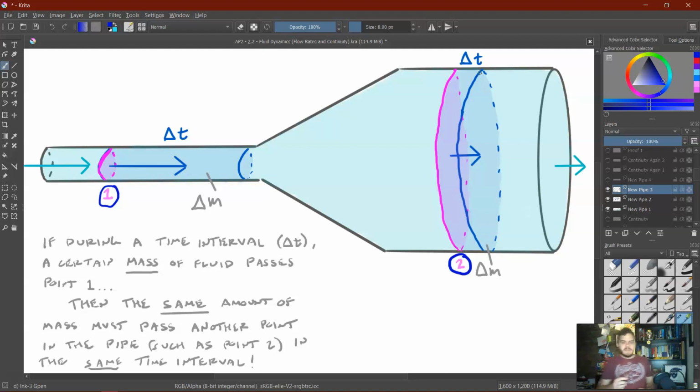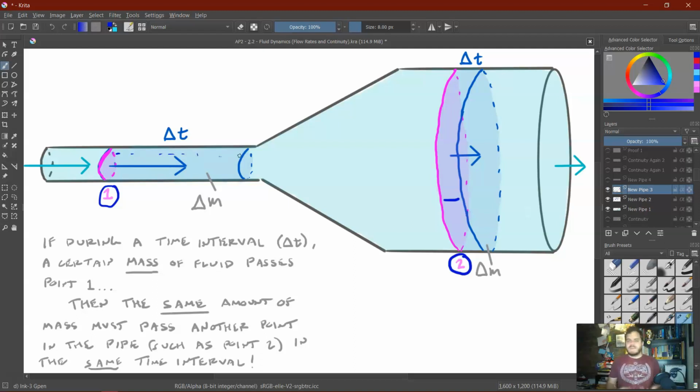Now, this may not seem immediately obvious, because you might be thinking, well, wait a second, why does that have to be the case? If some delta M passes this point here, then why does the same delta M have to pass this point here? So, first off, we can see that since point 2 is a much wider cross-sectional area, this cylinder of mass does not have to be nearly as wide or tall, however you want to think about it, here as it does here to have the same amount of mass pass that point within the same amount of time.